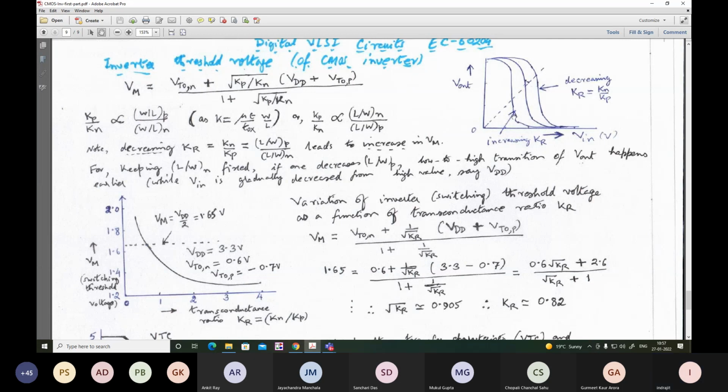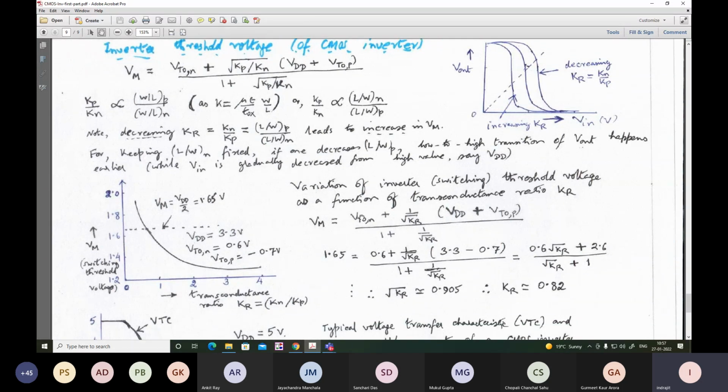As for increasing Kr, how can we increase it? Increasing Kr means you can decrease the L by Wp. So the relative impedance offered by the NMOS transistor will decrease. And the NMOS transistor is instrumental in bringing down the output voltage. So for an earlier input voltage, it will lead to a drop in the output voltage.